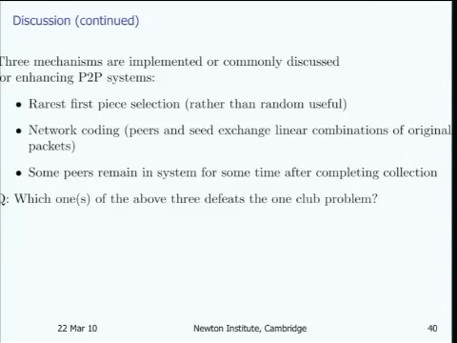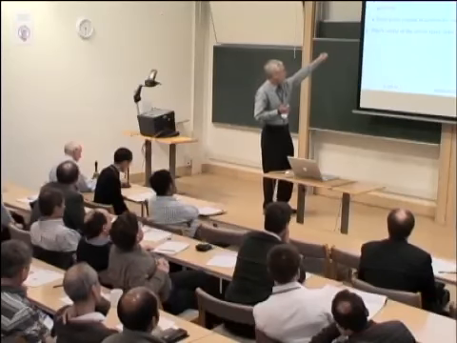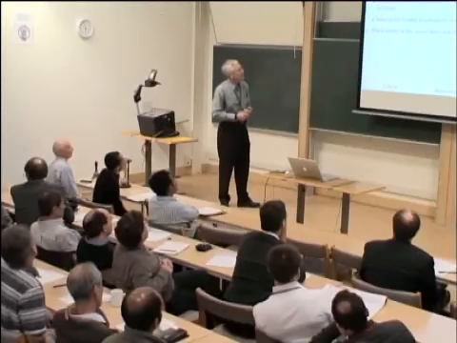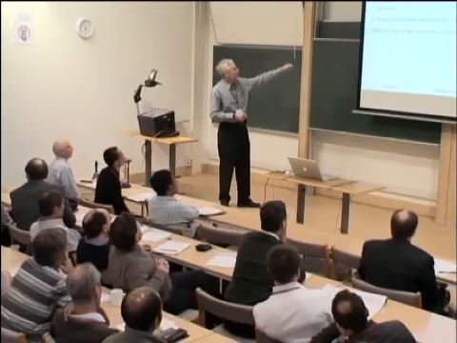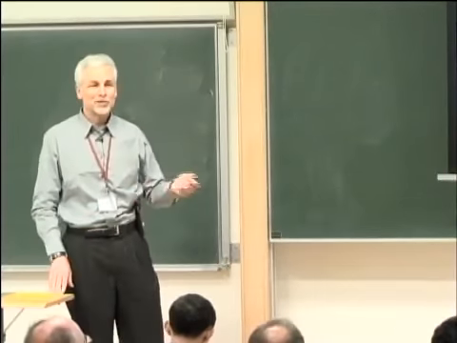Okay. I'll just close with this last slide. There's 3 mechanisms that are implemented or commonly discussed to enhance peer-to-peer systems. One is rarest piece first selection, rather than random useful, and Ilya talked about that also. I think he talked about contacting 3 peers, seeing which piece is underrepresented, and then downloading a piece that's underrepresented. And BitTorrent also goes for rare pieces. Second is network coding, where peers in the seed exchange linear combinations of packets. And the third is that some peers remain in the system for some time after completing a collection. They're sort of generous to stay behind.